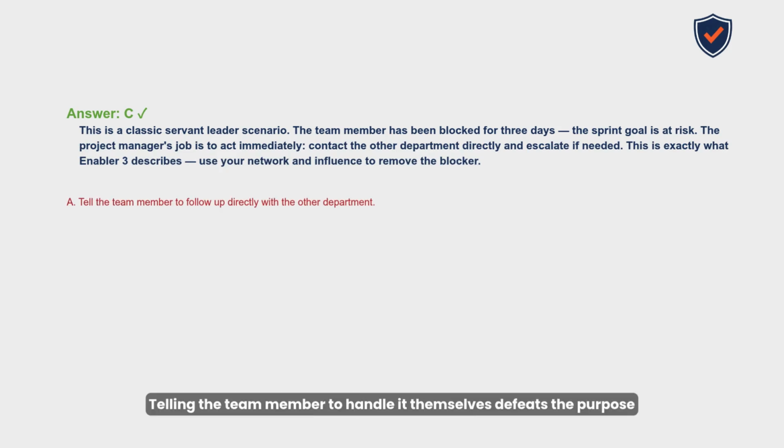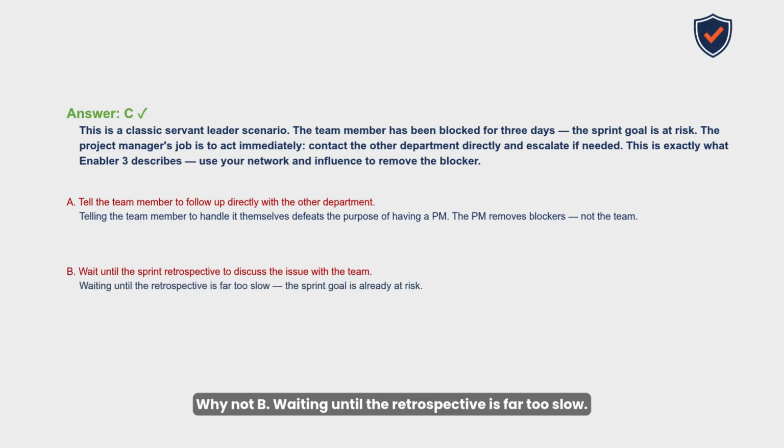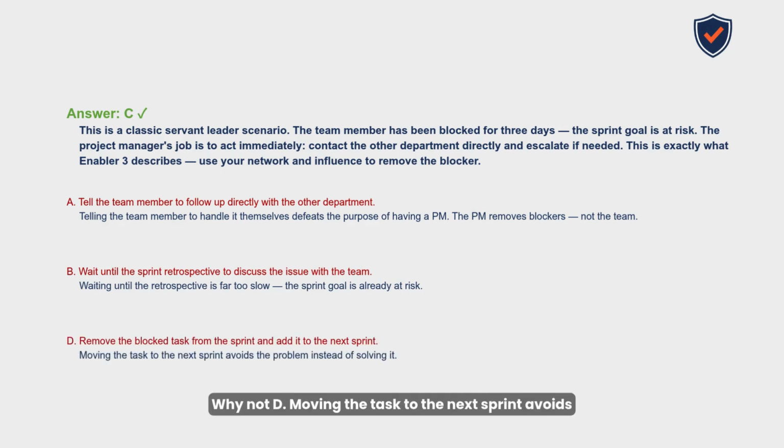Why not A? Telling the team member to handle it themselves defeats the purpose of having a PM. The PM removes blockers, not the team. Why not B? Waiting until the retrospective is far too slow. The sprint goal is already at risk. Why not D? Moving the task to the next sprint avoids the problem instead of solving it. C is correct because it is proactive, direct, and uses the PM's authority and network.